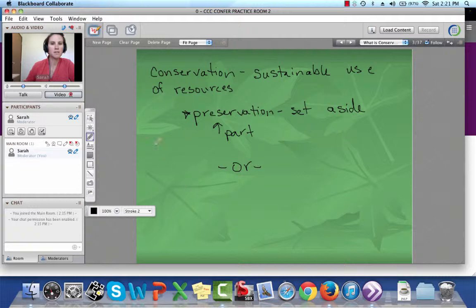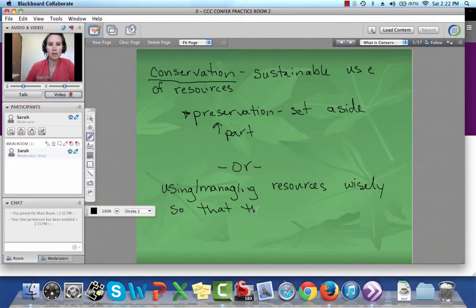Another definition of conservation, let's underline that here, is using or managing resources wisely so that they are available for future generations of humans. So that they are available, or we can write available to humans in the long run.